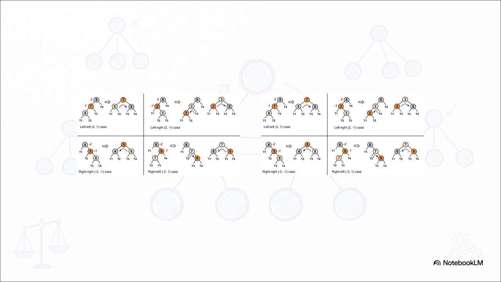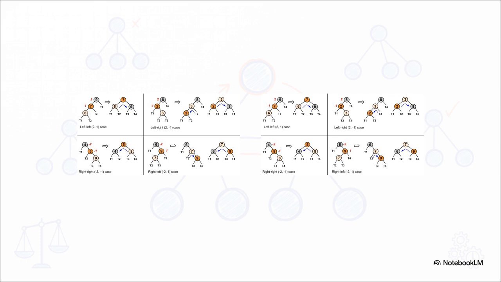But now, look at the right side. The left-right case. This one's a zigzag. A single rotation just won't fix this mess. It needs a two-step move. First, a left rotation on the child node to straighten it out, then a right rotation on the original problem node to balance the whole thing.